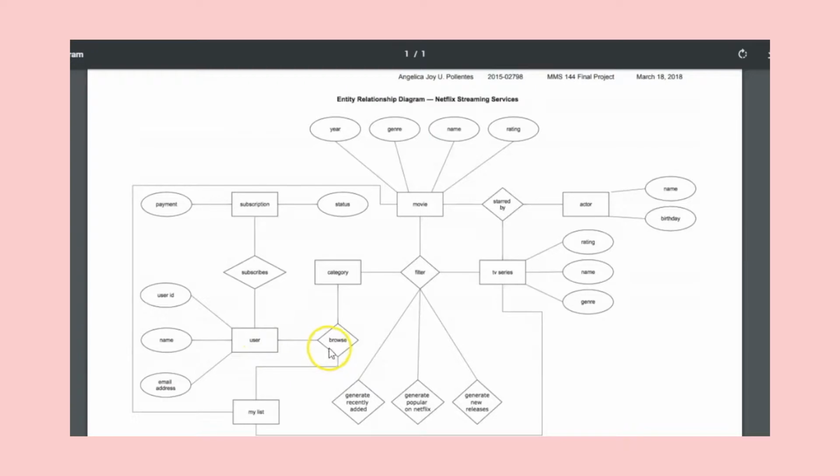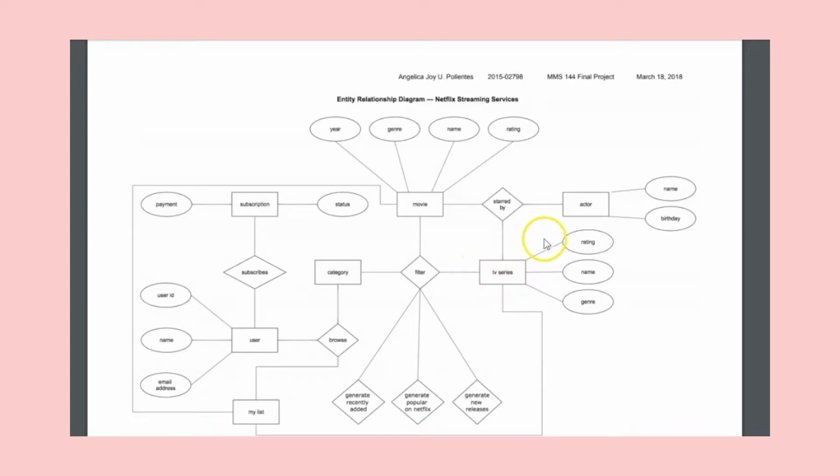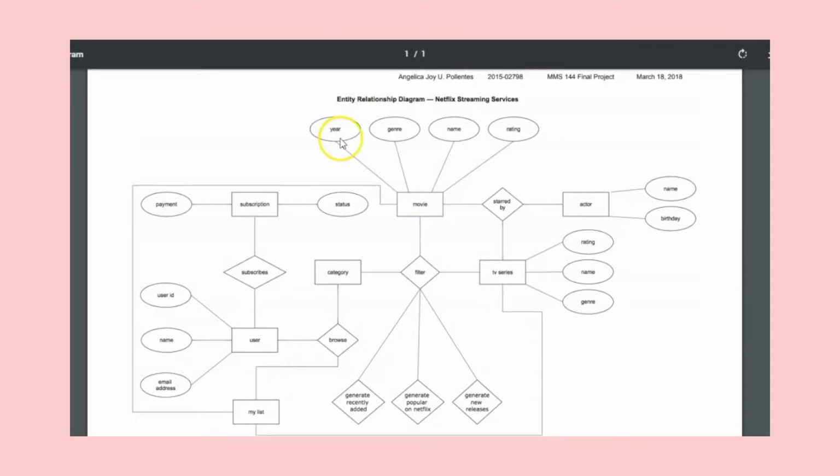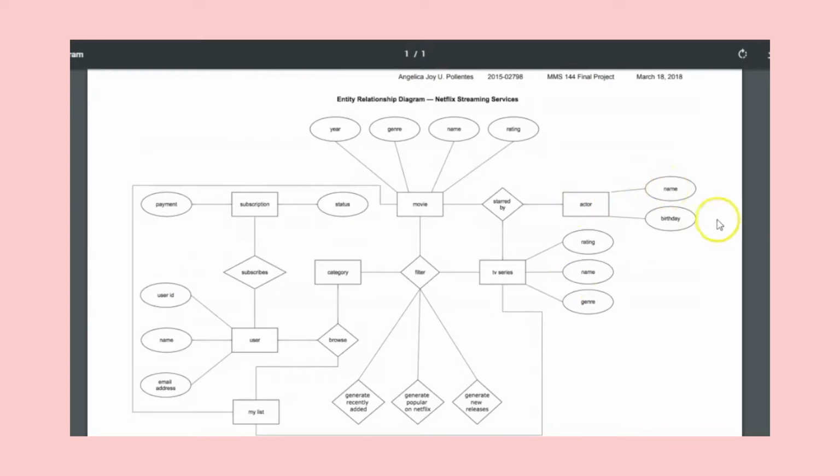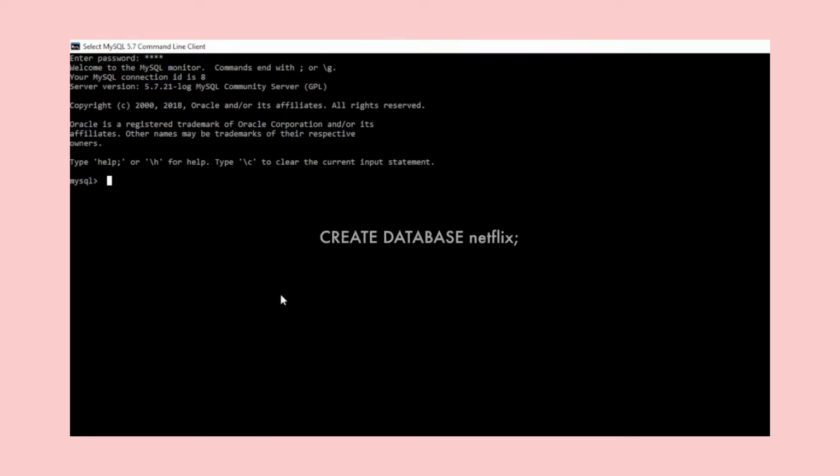Okay, let's now say the user wants to browse categories. So here the category will filter, there will be an action of filter. This will lead to movie and TV series. TV series and movies will have the attributes of year, genre, name, and rating. And for TV series, rating, name, genre. So both movie and TV series will be starred by an actor, which will have the attributes of name and birthday. So now let's proceed to creating the main database.